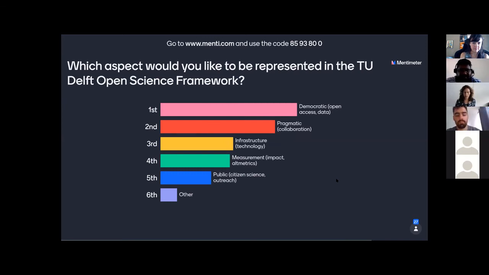Okay, so far 27 people have voted. I would say that we take this as the final result for this voting. There is one more coming, but it's not changing the picture. So the democratic one is in first place, then the pragmatic one about collaboration is second, third is infrastructure and technology, and almost at the same level is measurement, with impacts and metrics. The fifth one is about citizen science projects and outreach, and the others are also important. Okay, thank you very much for voting.